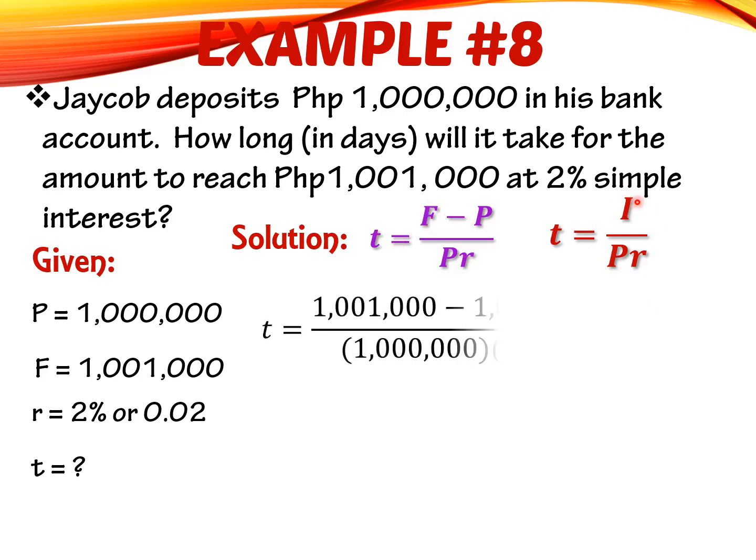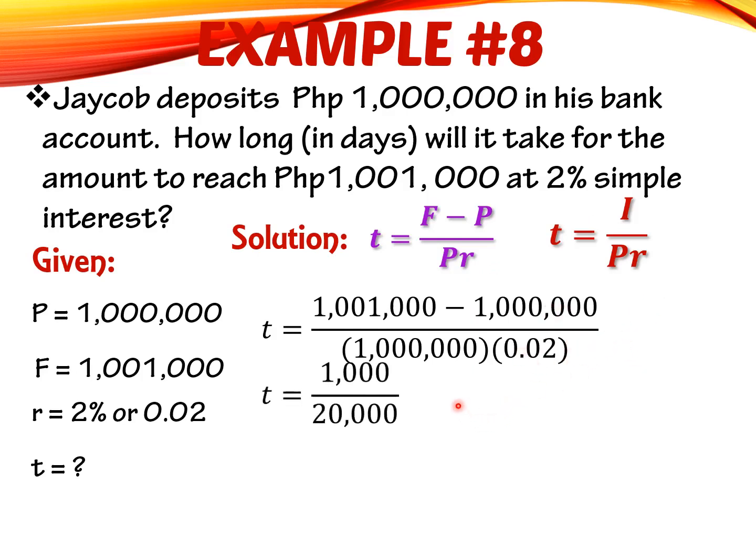Okay, so you have 1,001,000 minus 1 million, divided by 1 million times 0.02. So this will be 1,000 divided by 20,000. So we can cancel this one. Therefore, you have 1 divided by 20. That will give you 0.05 years.